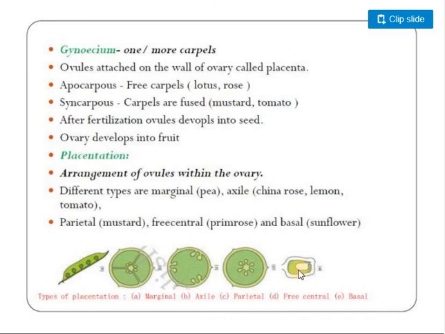So, placentation is the mode of arrangement of ovules in the ovary, and this placentation is of different types. They are marginal, axial, parietal, free central, and basal.